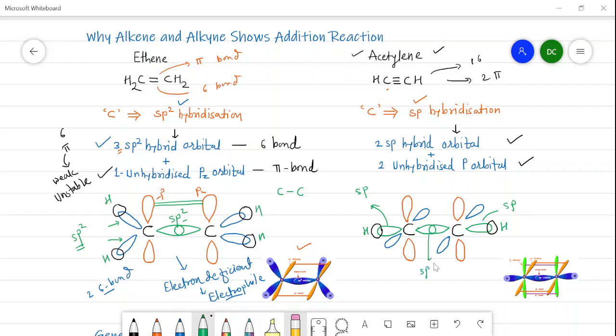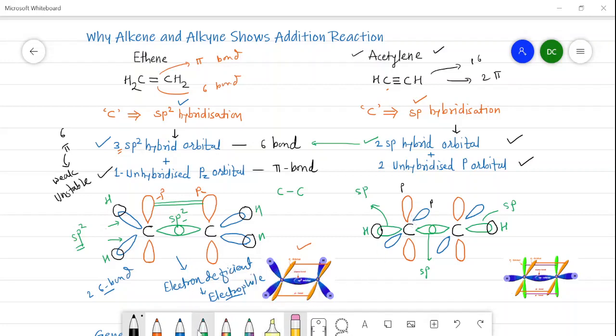This is the sp hybrid orbital of the carbons. So two sp hybrid orbitals are used for the sigma bond formation. Now the two unhybridized p orbitals which are present on this carbon are drawn like this. This is the first p orbital and this is the second p orbital. They are perpendicular to each other as well as the plane of this carbon single bond carbon.